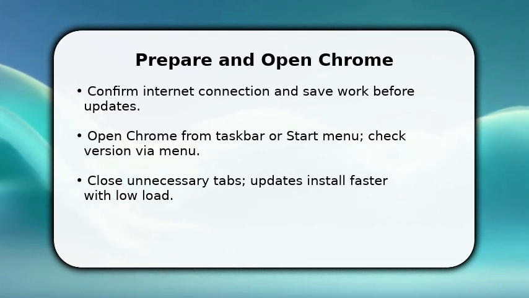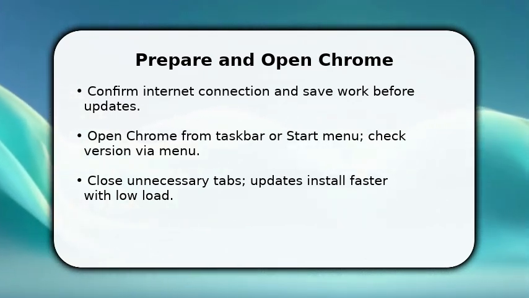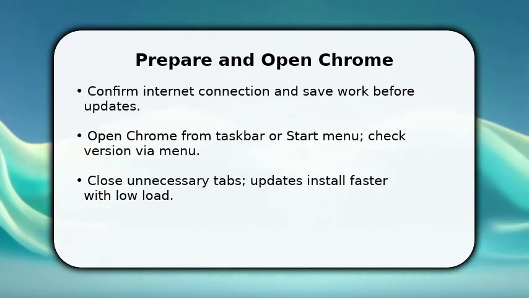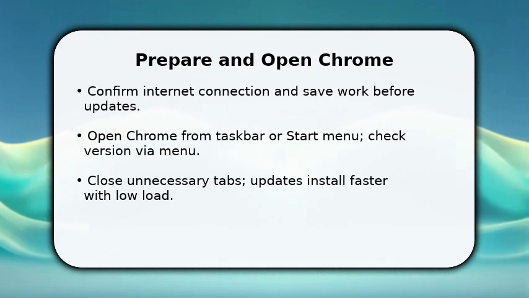That screen immediately checks for updates. While it downloads, keep Chrome open and avoid heavy downloads. This first step triggers the automatic update retrieval and shows the current version so you know what will change.